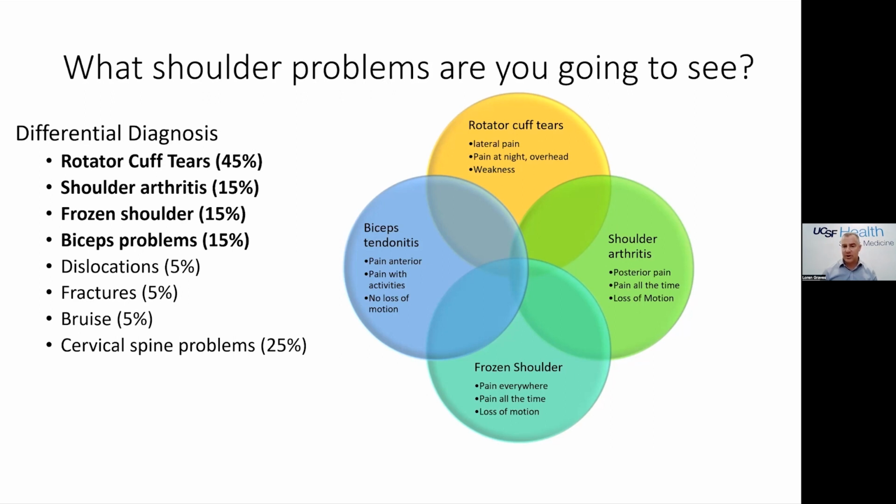For shoulder arthritis, the pain tends to be more posterior, tends to be more consistent pain, and there tends to be loss of motion. And the one that this overlaps the most with is frozen shoulder, because the pain is everywhere but can be anterior or posterior. The pain is all the time, and there is loss of motion. The main way you differentiate this is with an x-ray.